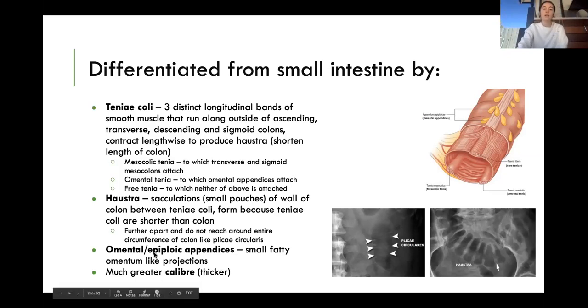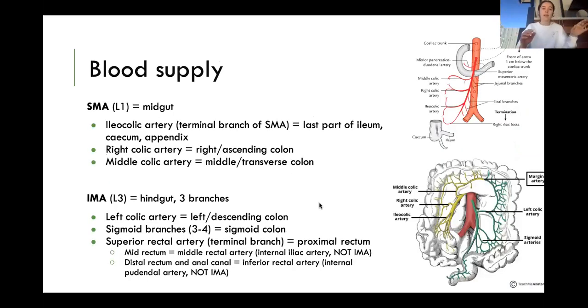And then the colon, just in terms of appearance, also has these things called epiploic appendices or omental appendices, and they're just these little fatty blobs. So that's how you can also distinguish it, and it's a lot fatter than the small intestine.